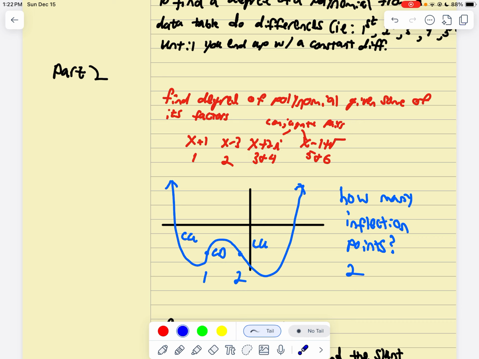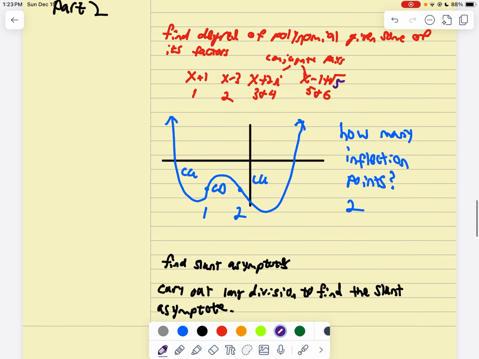And if they give you a radical, like x minus 1 plus the square root of, I don't know, 5, let's say, then you know that its conjugate has to be a 0 also. So there'll be 5 and 6. So something like that would be a degree 6 polynomial.